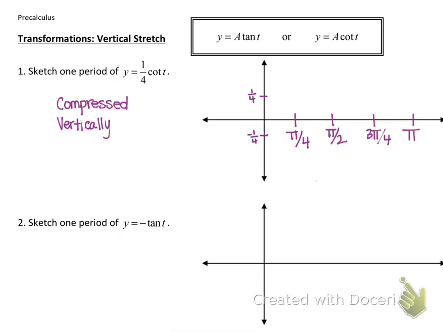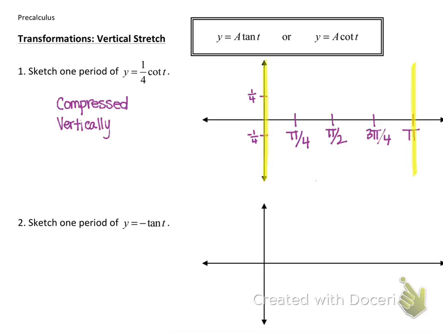Now remember, cotangent has an asymptote at 0, okay? And then every pi value, it has an asymptote. So our cotangent function is going to be in between those two asymptotes. And again, the direction said just one period, so we have just one period and we're going to start at 0.